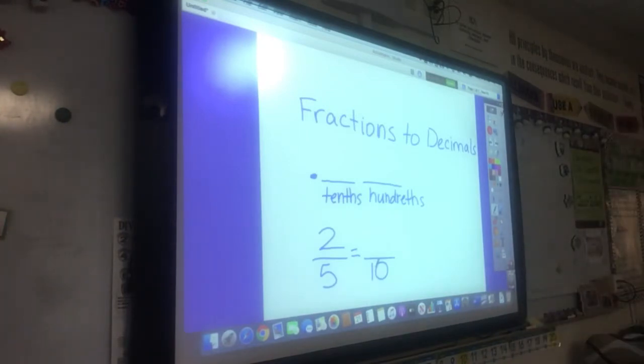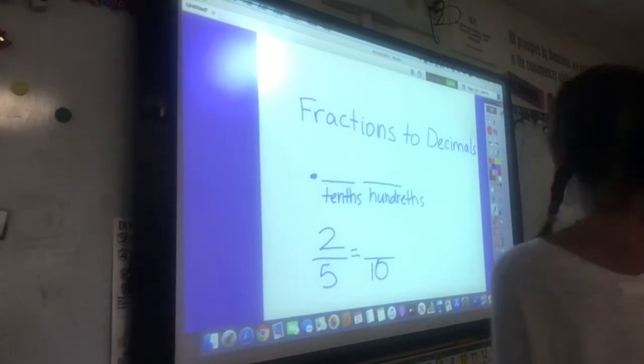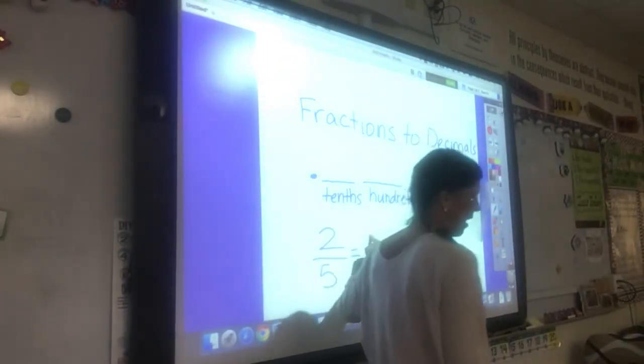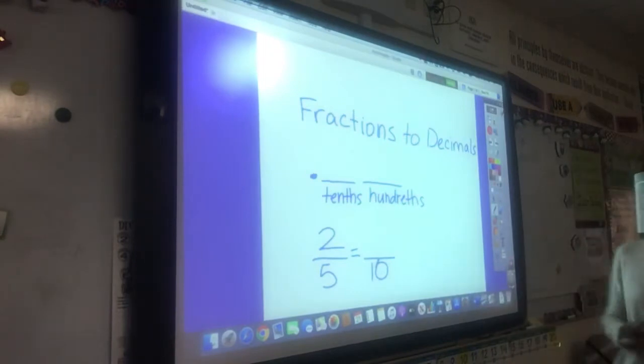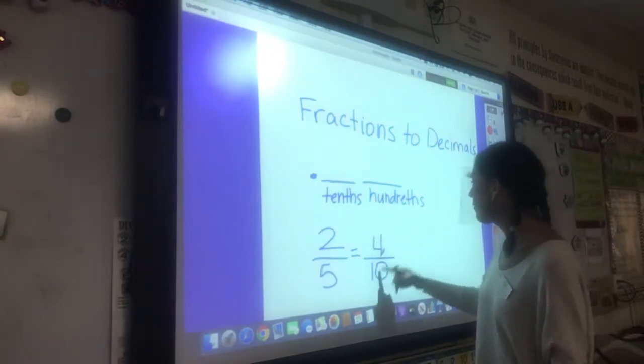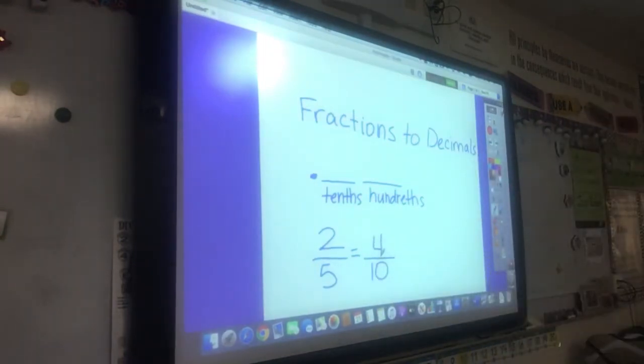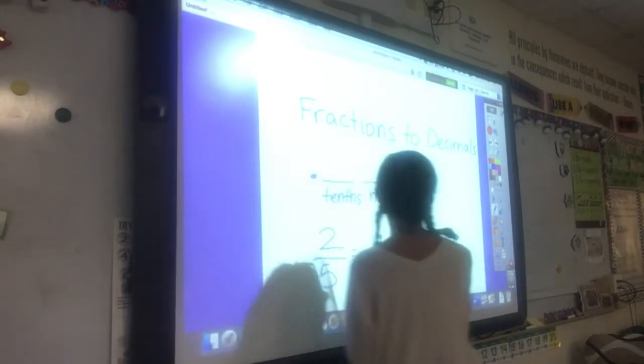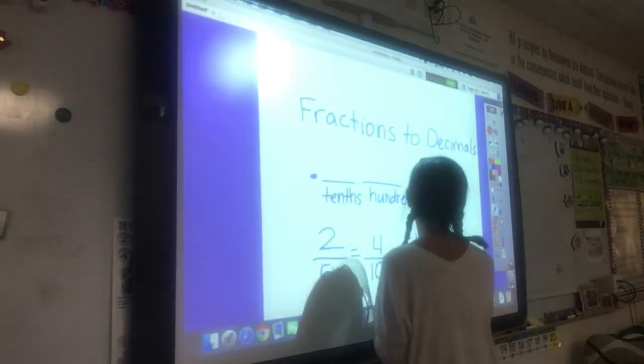Now we have equivalent fractions. We've done this a million times. What do you do to go from 5 to 10? You do the same thing on the top. So what are we missing, Maddie? 4. Read me that fraction. 4 tenths. Did everybody hear that? Remember, this is the tenths place as a decimal, so 4 tenths is 0.4.